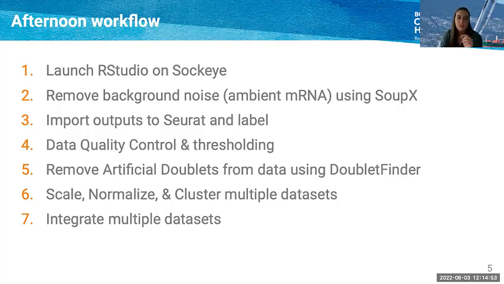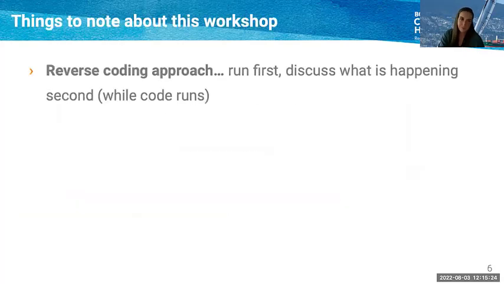After that, we're going to do some quality control and thresholding, and there'll be a bit of a dialogue there, discussion there about what parameters to set, why, things like that. After that, we're going to remove artificial doublets from the data using DoubletFinder. Lastly, we'll scale, normalize, and cluster using SCTransform on multiple data sets, and then we're going to integrate those multiple data sets so they can be used all together for differential gene expression, trajectory analysis, whatever you want to look at for your single-cell RNA sequencing data.